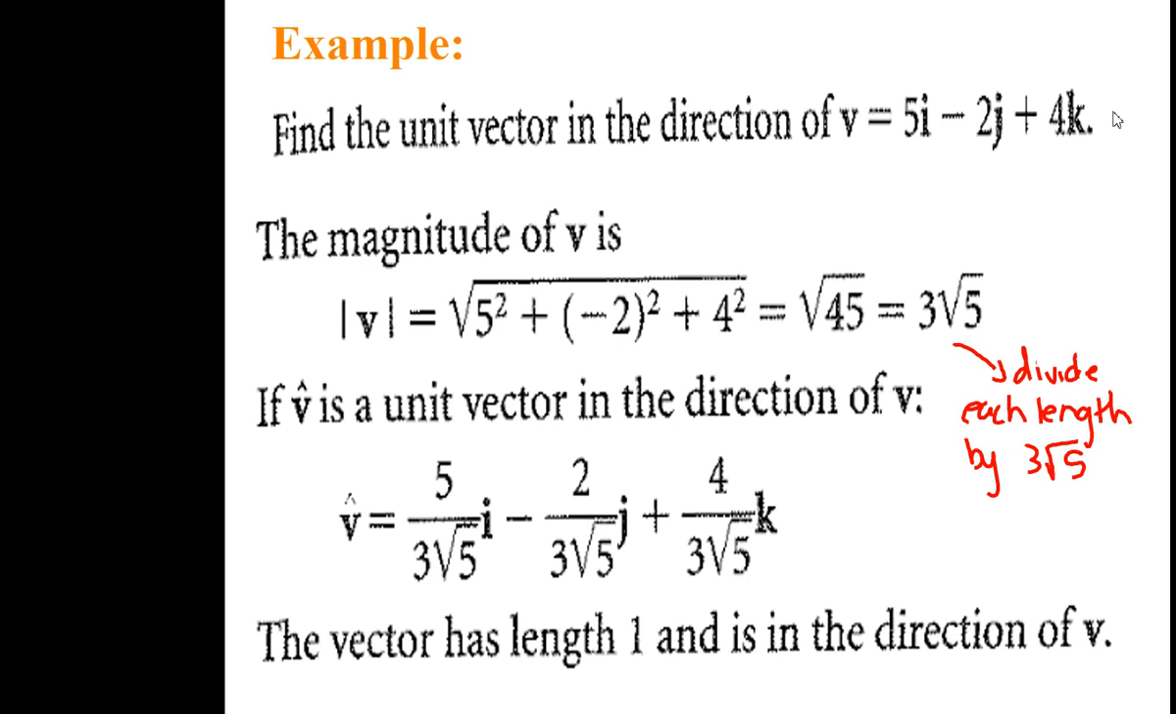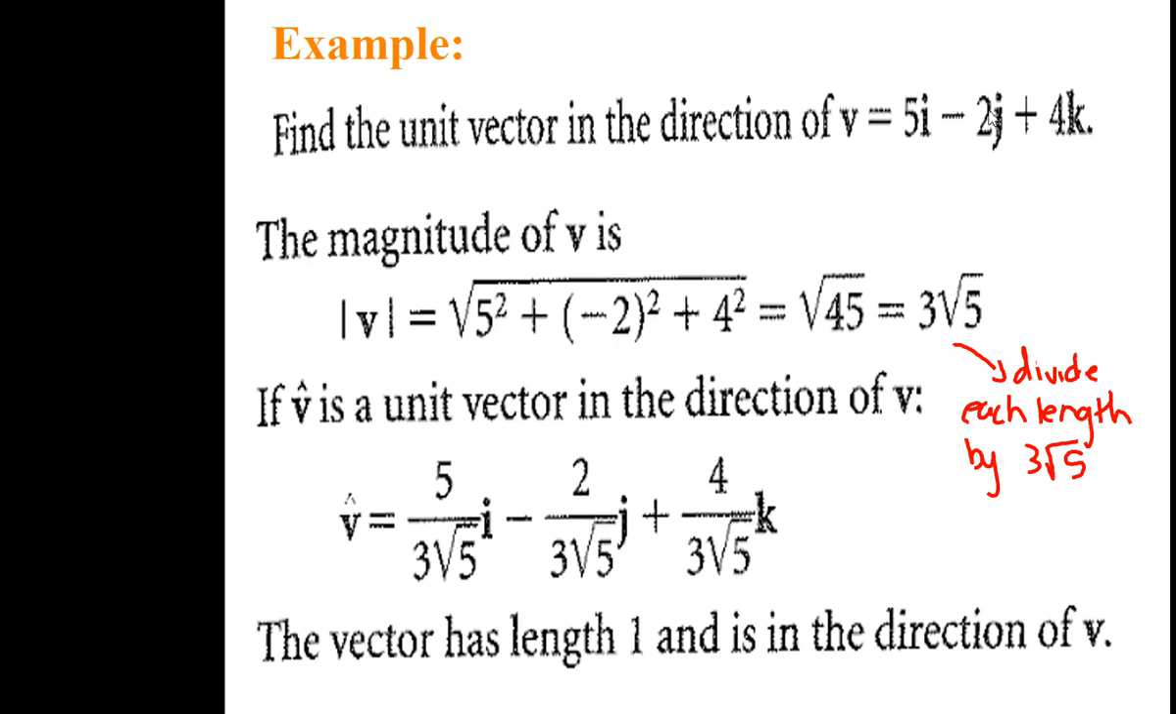So if you worked out the magnitude of this one, you wouldn't get 1. But there's something you can do to make it a scalar multiple, and then basically divide all of these by the same number so that in total the magnitude equals 1. I'll show you how to do that.